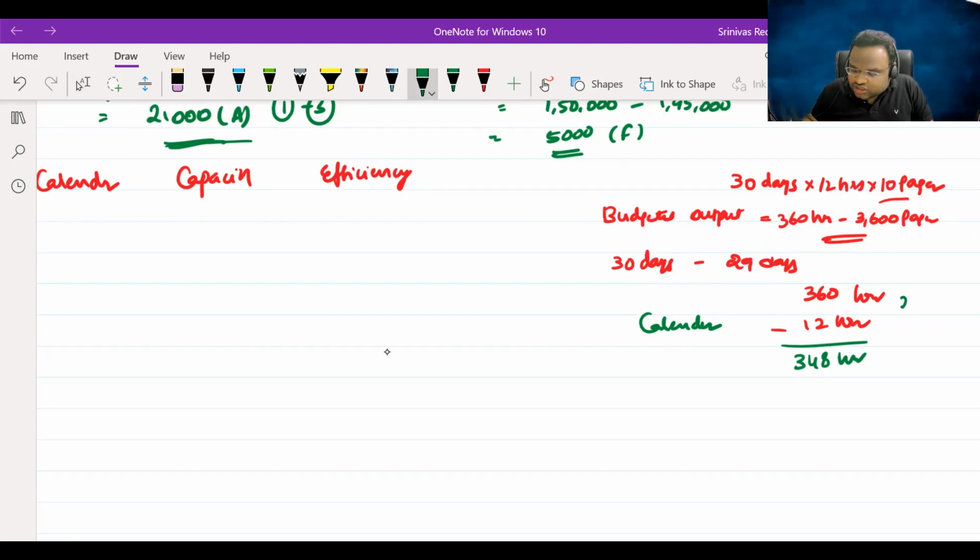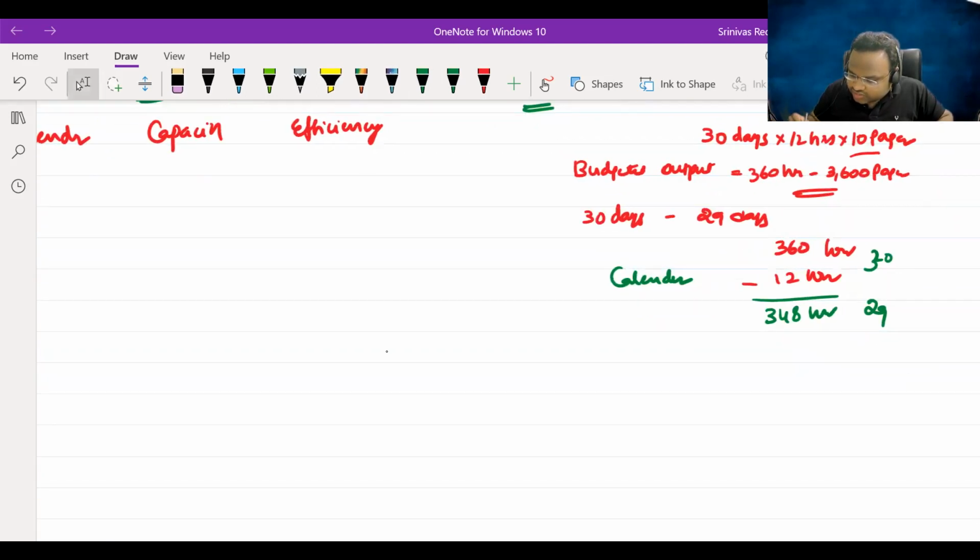Out of budget working days, you have arrived at actual working days. Budget working days is 30. Actual working days is what? 29. From 30 to 29, you decided to read for 29 days. Every day you planned to read 12 hours, but because of not having the capacity, you have cut your reading time from 12 hours to 10 hours. Now tell me how many hours you have lost right away? 29 into 2 hours lost. How much? 58 hours lost.